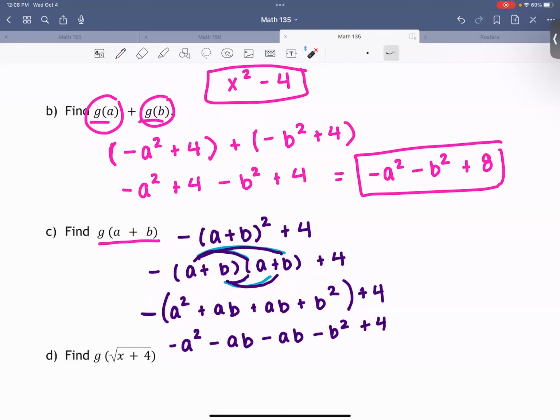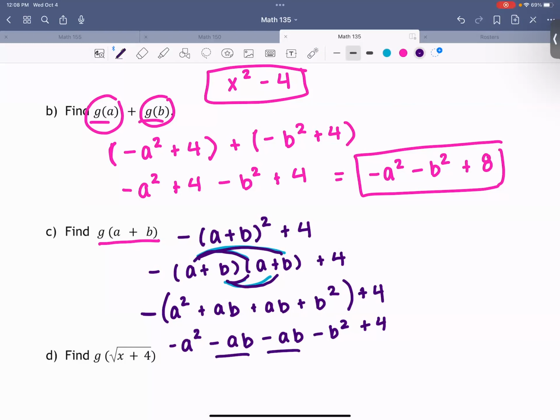Why is it minus a squared and not just positive a squared? Yeah, because the negative sign isn't being squared, right? If it was negative a squared, then this would be positive, but we're just tacking on that negative up in front. What's the last thing I can do to simplify this?